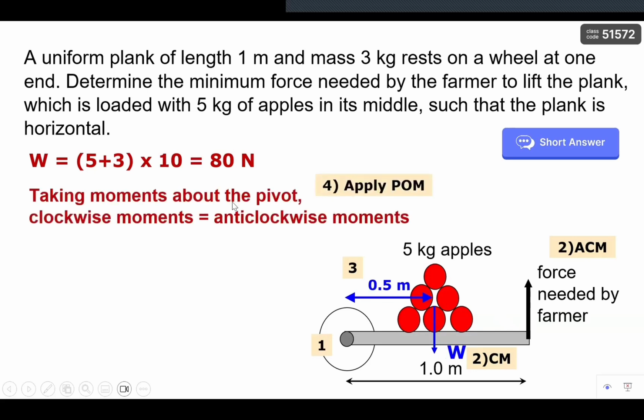Again, I write the two statements: taking moments about pivot, sum of clockwise moments equals sum of anti-clockwise moments. Clockwise first, clockwise will be W times 0.5 equals anti-clockwise, which is F times 1 meter. So I'll sub in this. My W is 80 newtons times 0.5 equals F times 1, which is F. So F is 14 newtons.